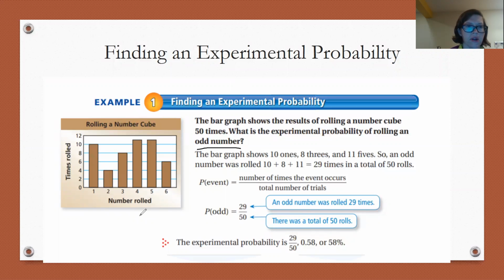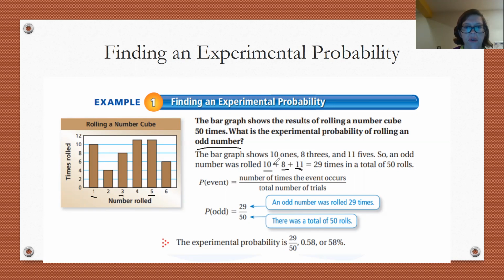So we need to go over here to our bar graph because this tells us the number rolled. So 1, 2, 3, 4, 5, and 6. So we're just looking for our odd numbers. So that should be 1, 3, and 5. And so we need to know how many times that number was rolled. So number 1 was rolled 10 times, right? So there were 10 ones. Number 3 was rolled 8 times. There were 8 threes. And number 5 was rolled 11 times.